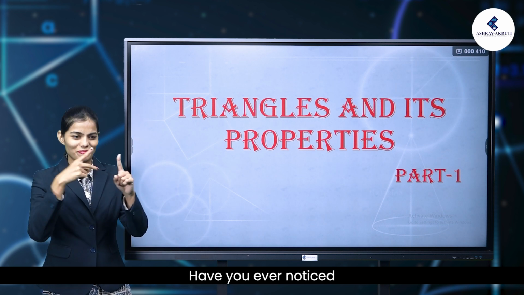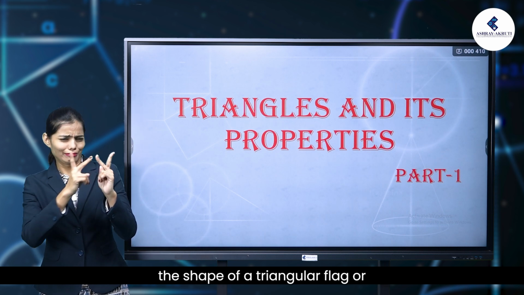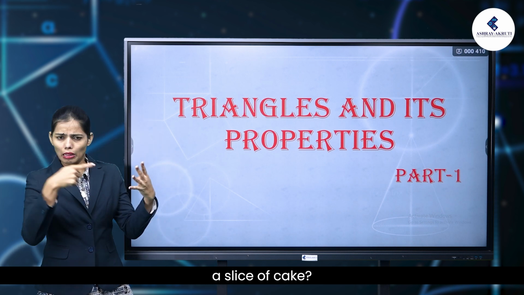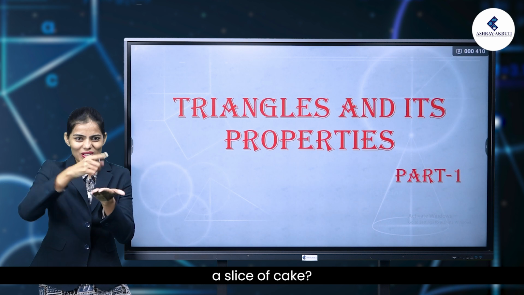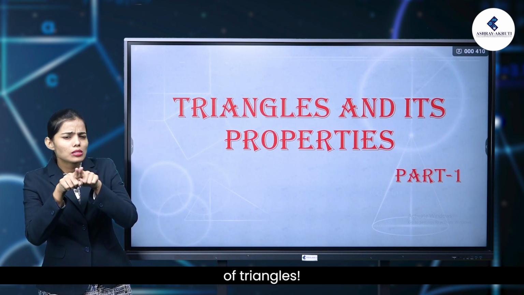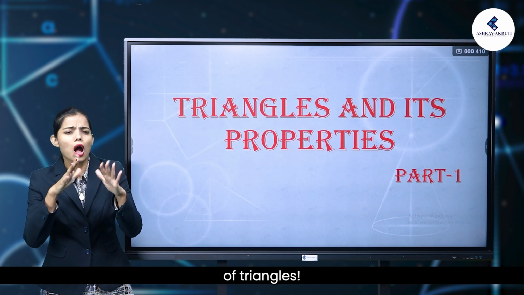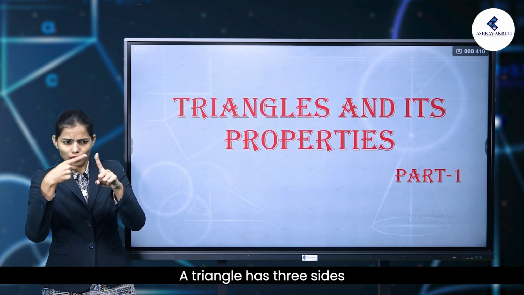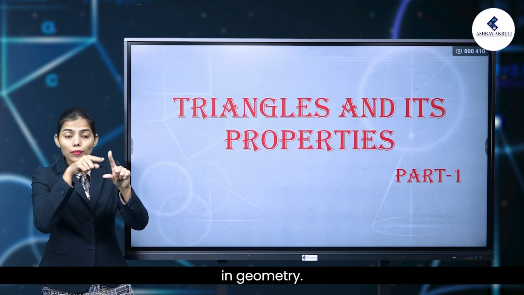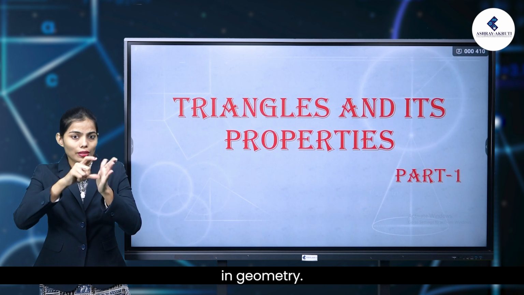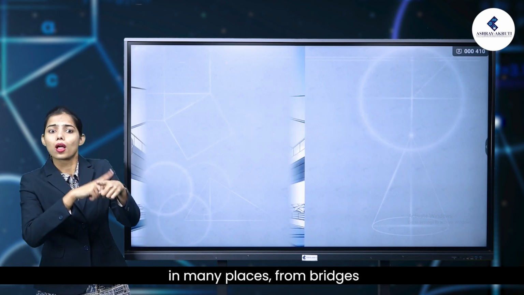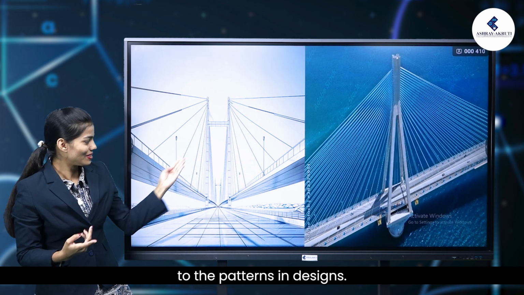Children, have you ever noticed the shape of a triangular flag or a slice of cake? Both are examples of triangles. A triangle has 3 sides and 3 angles, making it a basic shape in geometry. Triangles are found in many places, from bridges to the patterns in designs.